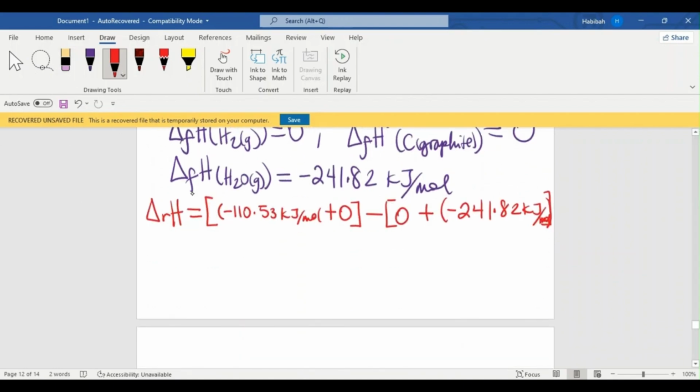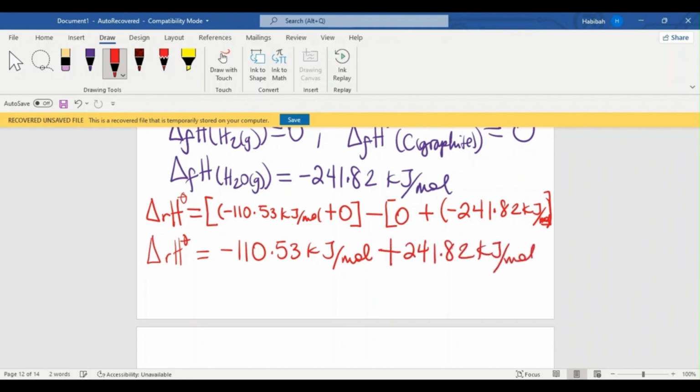So we move on. So the change in enthalpy of reaction is going to be negative 110.53 kilojoule per mole, minus, and then plus minus. So that will be minus plus minus, which is just going to give you a big plus, and then that will be 241.82 kilojoule per mole. So having this information, we have the change in enthalpy of reaction now equal to 241.82 minus 110.53. So that's going to give you 131.29 kilojoule per mole. So that's basically the answer to this question.